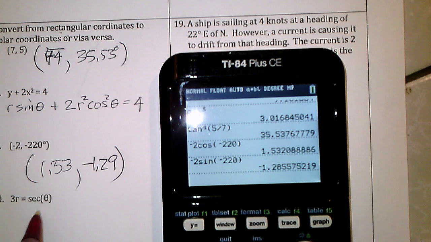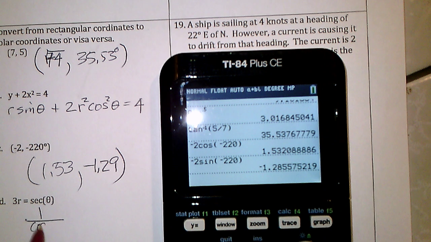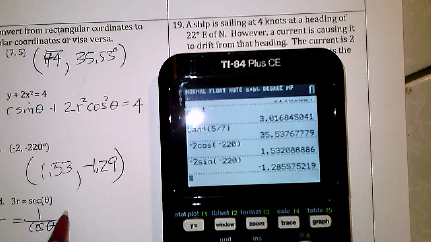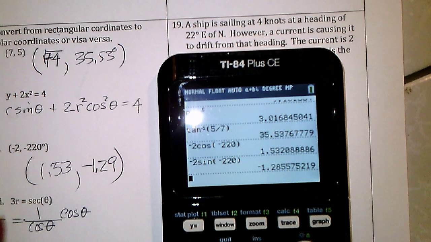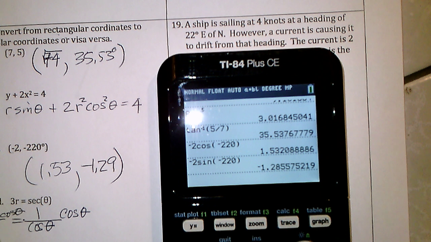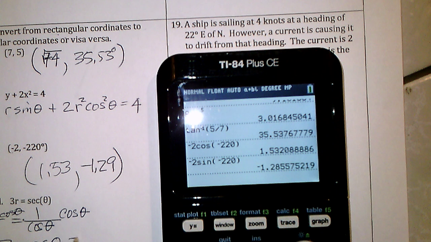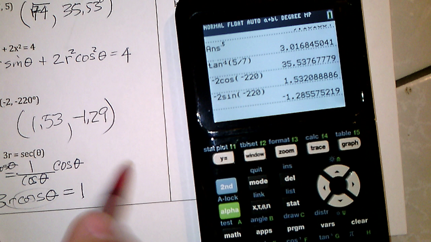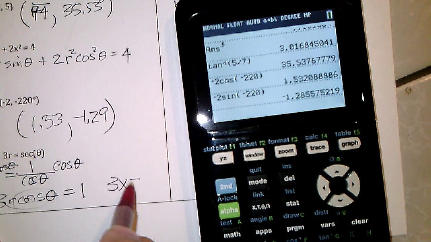Secant is 1 over cosine theta. So if I multiply both sides by cosine theta, I get 3r cosine theta equals 1. So r cos theta is x, so I get 3x equals 1.